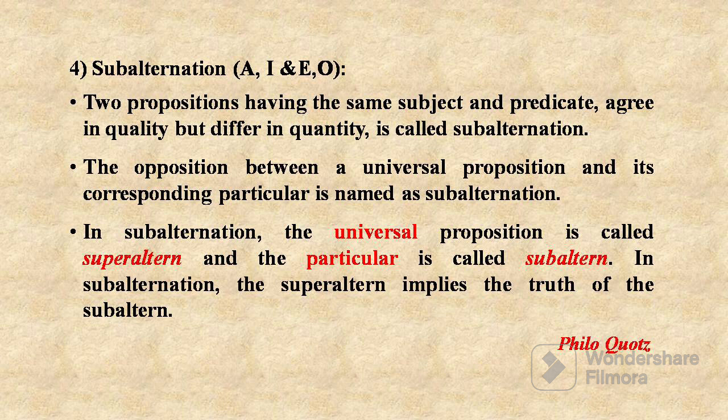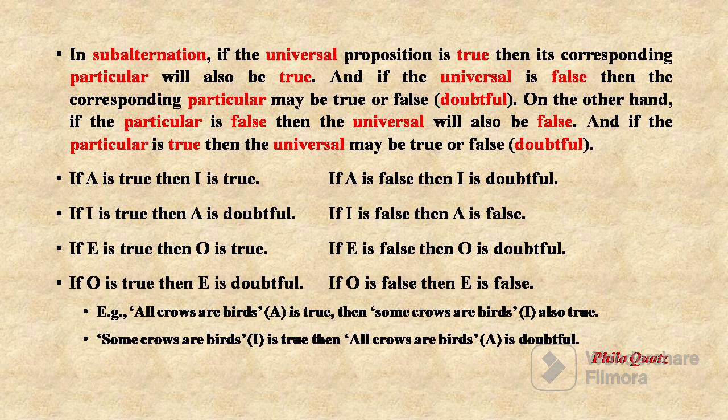In subordination, if the universal proposition is true, then its corresponding particular will also be true. And if the universal is false, then the corresponding particular may be true or false. That is doubtful. On the other hand, if the particular is false, then the universal will also be false. And if the particular is true, then the universal may be true or false. That means doubtful. If A is true, then I is true. If A is false, then I is doubtful. If I is true, then A is doubtful. If I is false, then A is false.